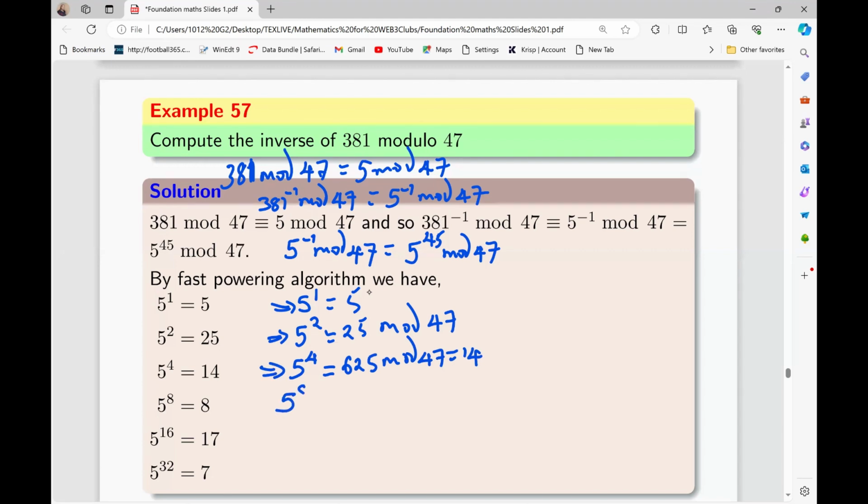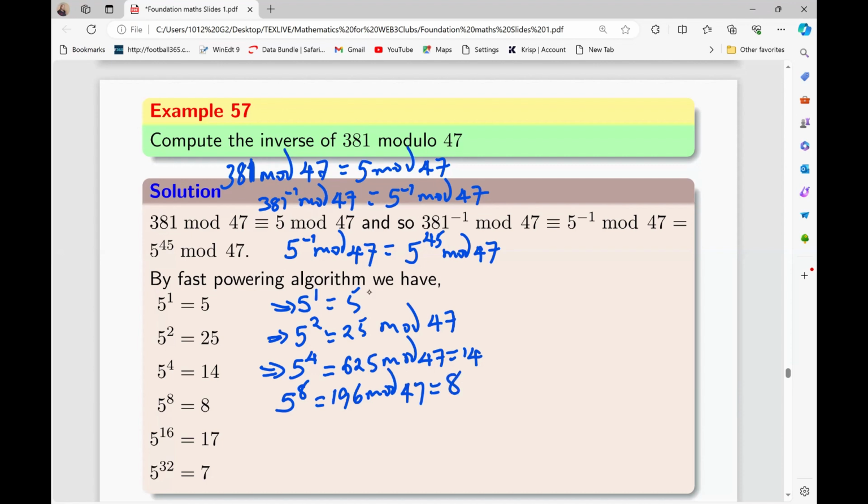5 raised to 8. 14 squared. 196 mod 47. We are asking ourselves, what is the remainder on division by 47? 47 goes there 4 times. So what is the remainder? It's 8.